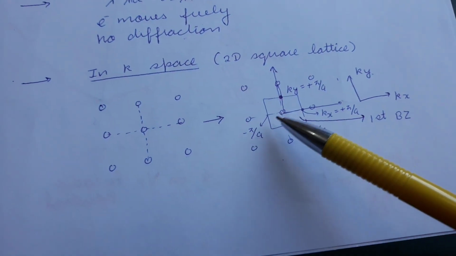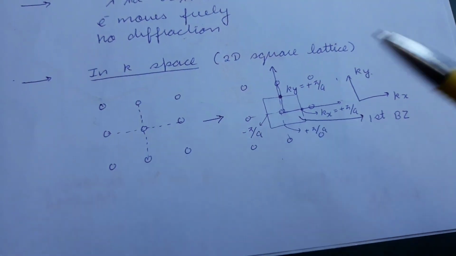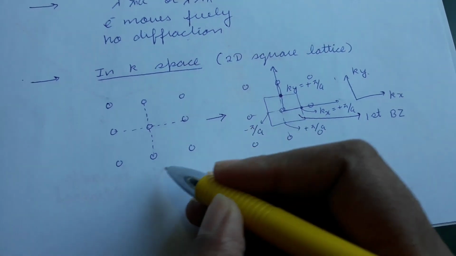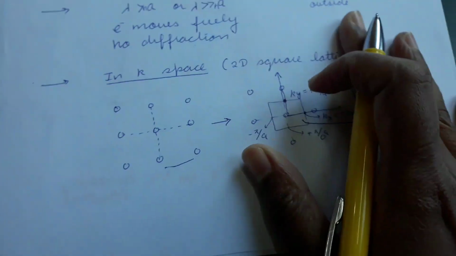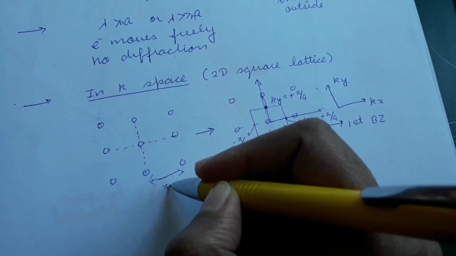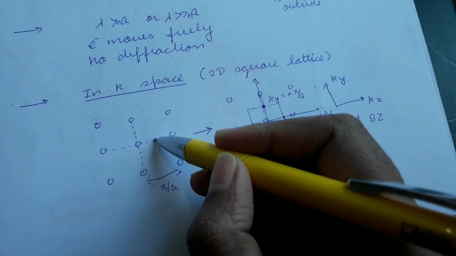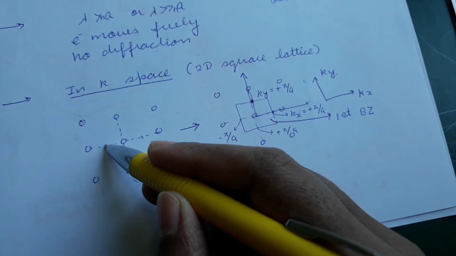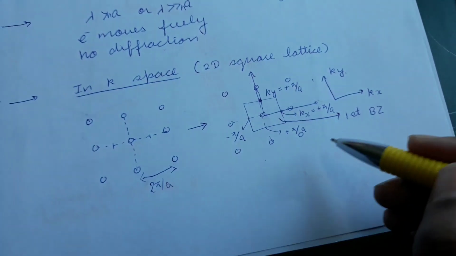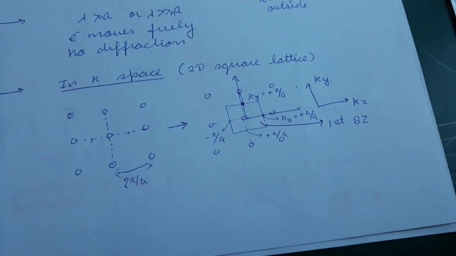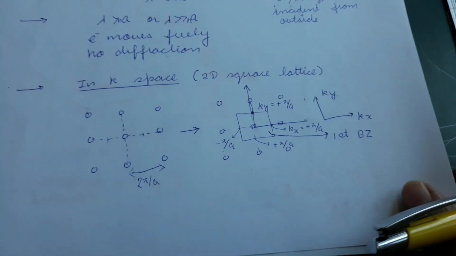And this first Brillouin zone will actually extend from minus pi upon a to plus pi upon a, because you see that this distance is pi upon a. So half of 2 pi upon a will be pi upon a, and the other half will again be pi upon a. So the total distance of the first Brillouin zone will be from minus pi upon a to plus pi upon a, which will be 2 pi upon a. So this is how we form the first Brillouin zone.